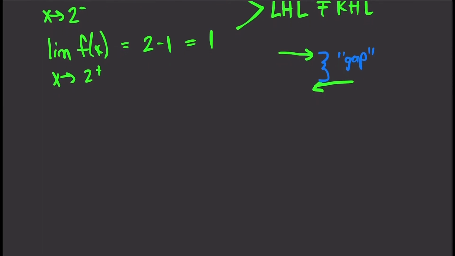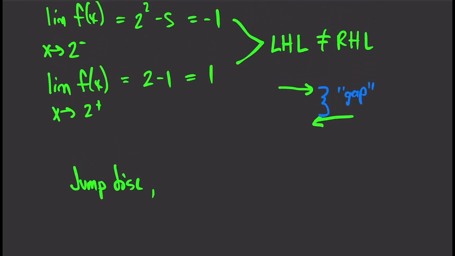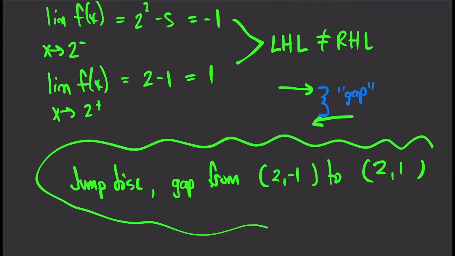Well, we call this jump discontinuity. Graphically, what does that mean? That means we have a gap from where to where? Well, we found both limits, all right? So what I'm saying here is as I approach 2 from the left, the y value points to negative 1. So there's 1 point, (2, negative 1). Well, in the other one, I approach 2 from the right, and that y value is 1. So there's a gap in the function from (2, negative 1) to (2, 1). And this is how you would answer that question.